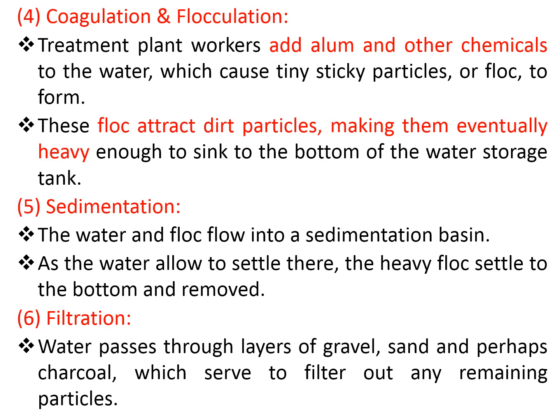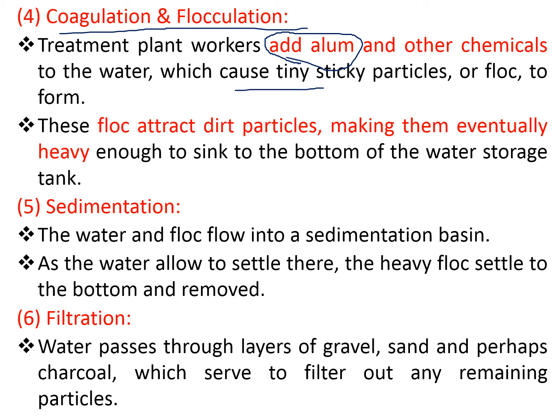Basically in a water treatment plant, the first treatment method used is called coagulation and flocculation. This treatment is generally used for the removal of dirt particles that are responsible for turbidity. Generally in the rainy season, when highly turbid water is coming, this coagulation flocculation process is done. At the plant we add certain chemicals like alum. Alum is a widely used coagulant, and it causes tiny sticky particles or flocks to form.